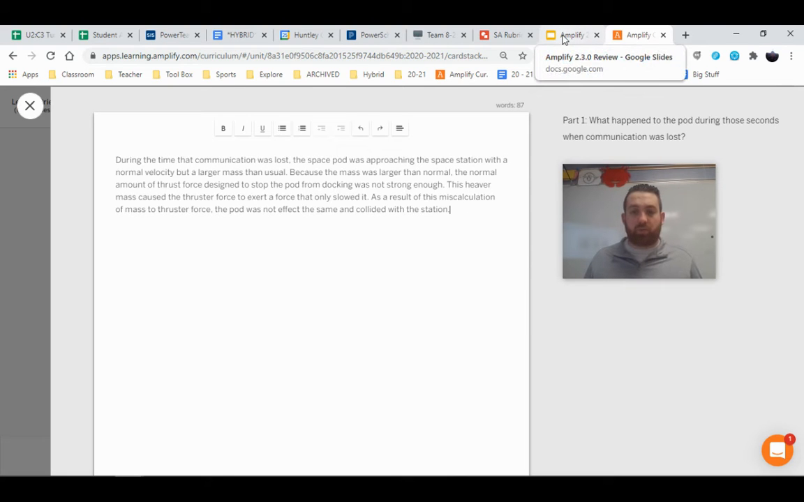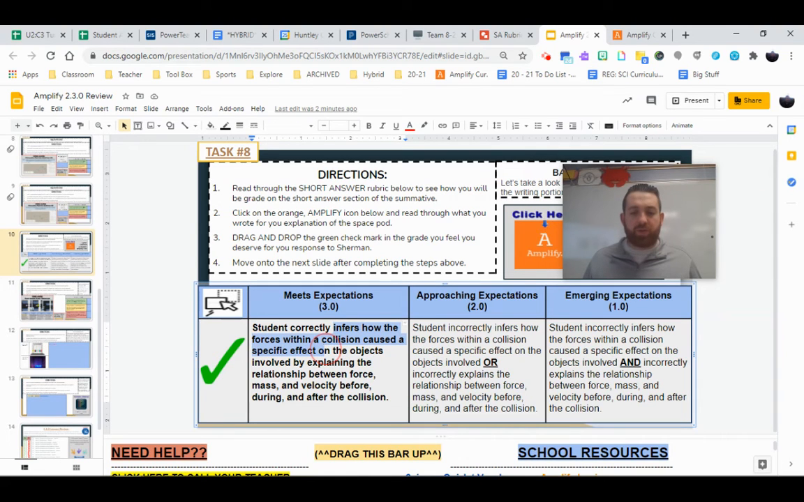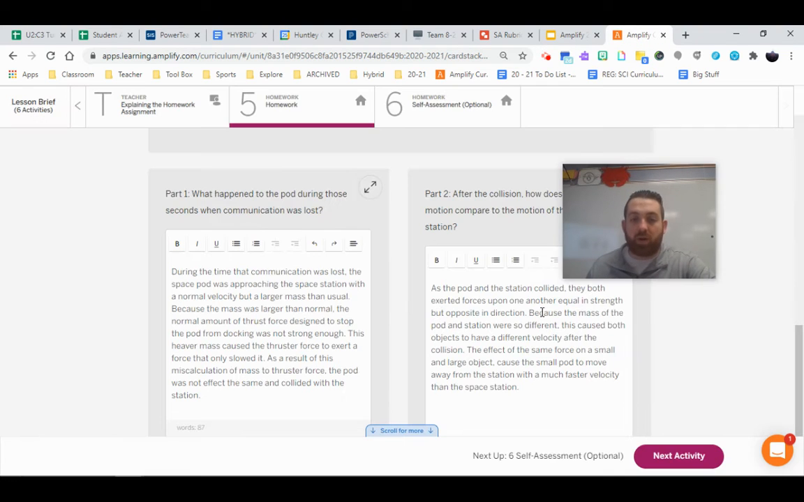So a few things, folks. Let's go ahead and look at the rubric really quick. Number one, we infer how the force within a collision caused a specific effect on the object involved. We're not there yet. That will be in question 2. But let's look at this next part: by explaining the relationship between force, mass, and velocity before, during, and after collision. Right now, I'm explaining that relationship before the collision. So I'm breaking down that first part of our rubric, and I'm using a lot of detail from our phenomenon, from the question, and from everything we learned to answer that.